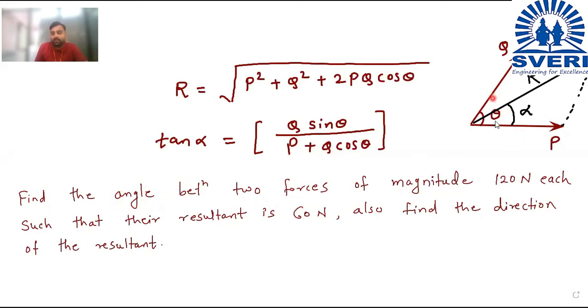So the angle between the forces is theta. So we need to find out theta first. And then they further told us to find the direction of the resultant. So direction of the resultant means this angle alpha. So the angle between the forces is theta, and the direction of the resultant means alpha. So we need to find out the value of theta and the value of alpha. Let us see how to solve this numerical.